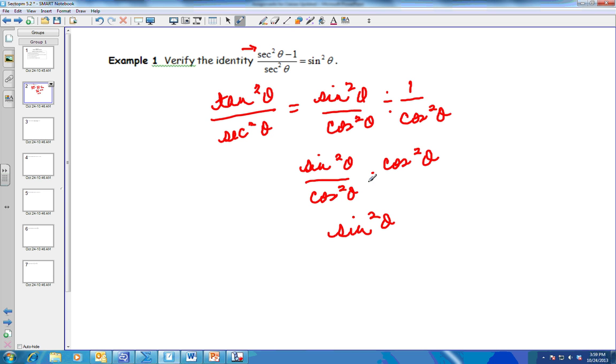Now, in your book, they worked this problem a completely different way. So there's lots of ways that you can work most of these problems. Okay, so let's look at example 2.